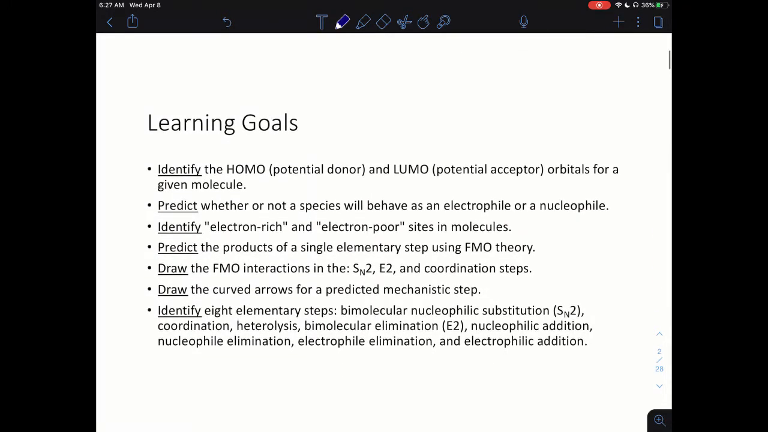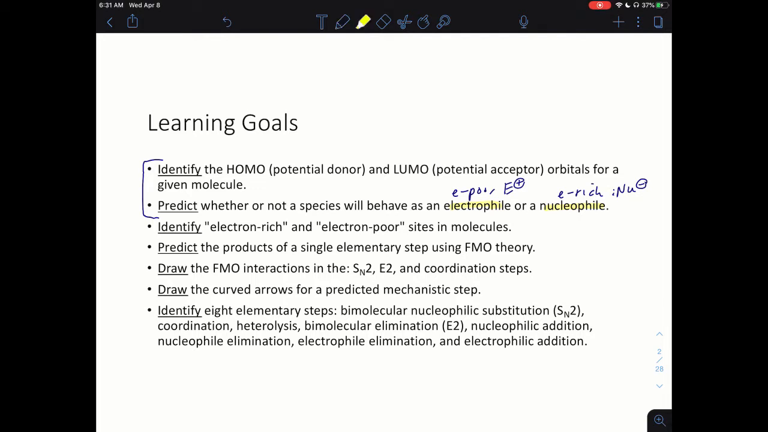Okay, so a bunch of goals here, a lot. Many of these you have, a few of these you've already met. You can probably already identify HOMO and LUMO and predict whether or not a species will behave as an electrophile or a nucleophile. So electrophiles are electron poor, nucleophiles are electron rich. We often abbreviate nucleophile as Nu- and electrophile as E+.